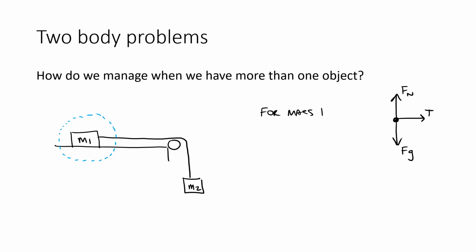Do the same thing for that second mass. Draw a bubble around it. That's all we want to focus on for this next free body diagram.